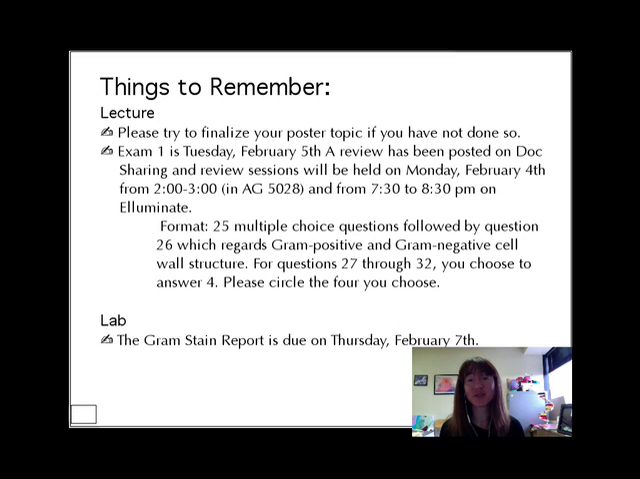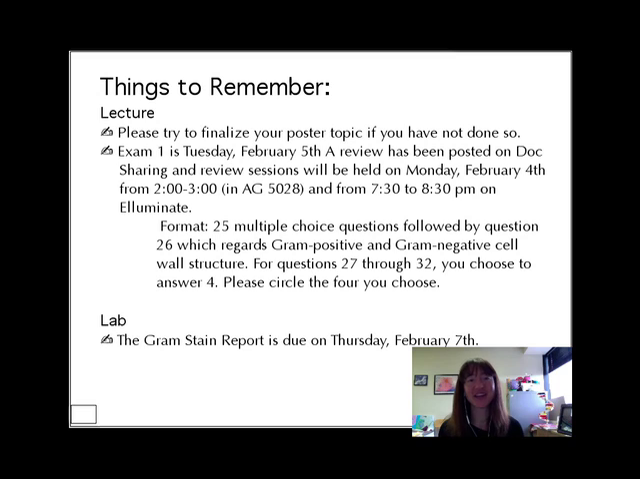Do finalize your poster topics if you have not already done so, and hey, let me know if you need any help at all as you continue your journey on your posters, trying to decide on how to narrow that topic a little bit. A lot of that will just be to do more reading and find out more information about your topic. Gram stain report due on Thursday, February the 7th, so that'll be our first lab report. It is very short, very succinct, should be a very quick write, but make sure you follow the assignment description and the advice of your TAs as given when they assigned the report.